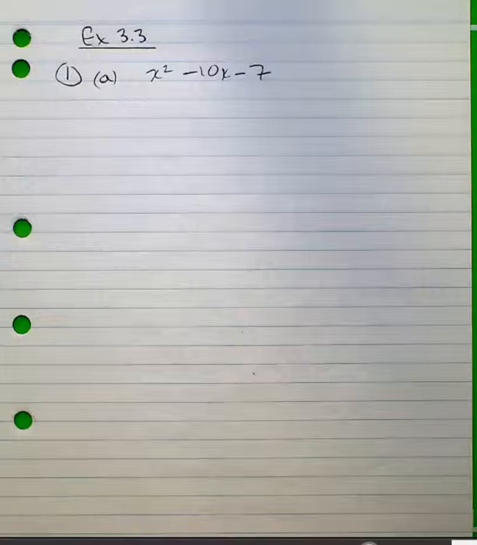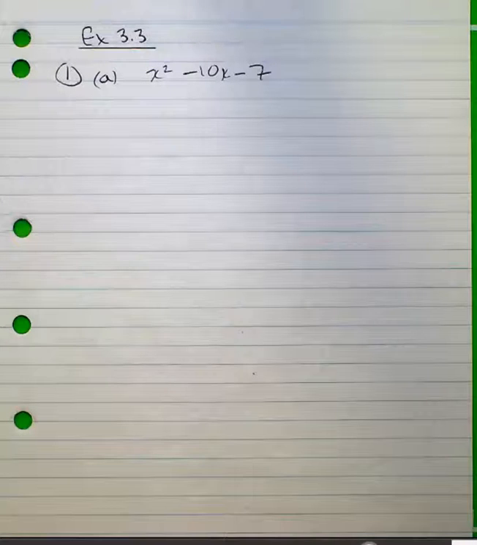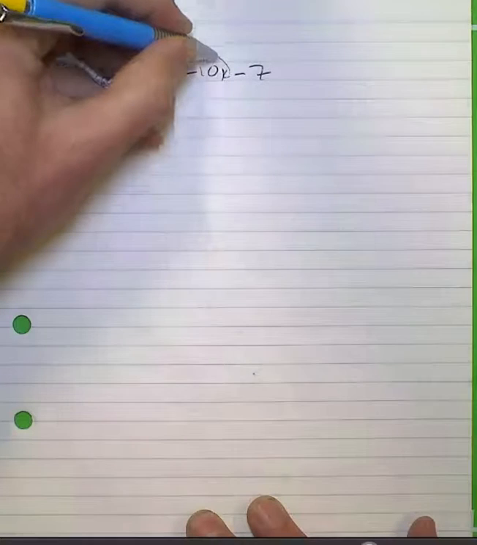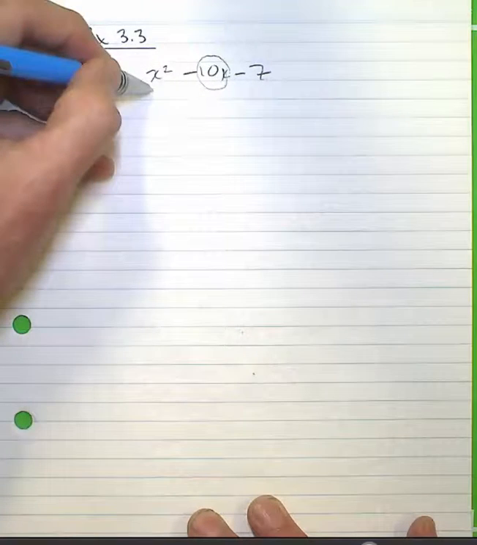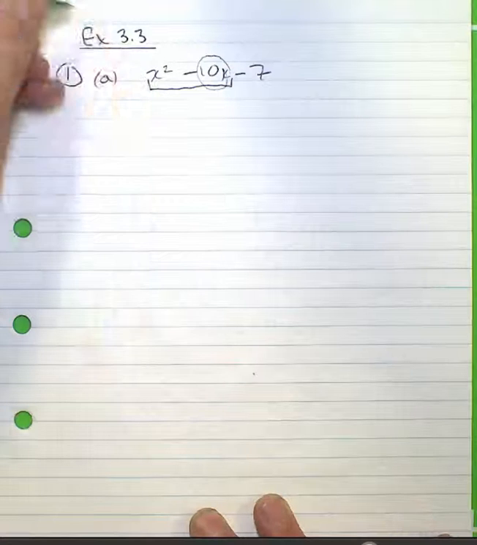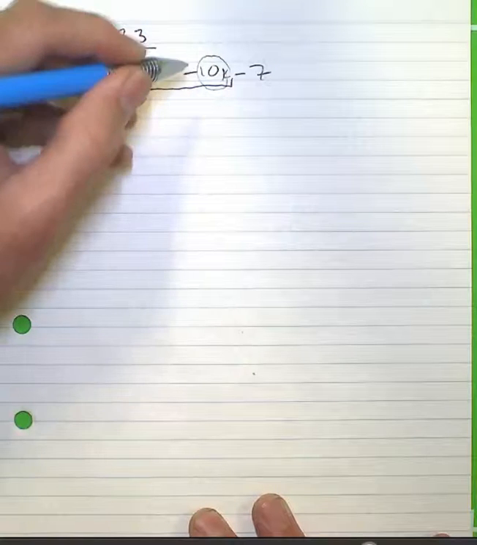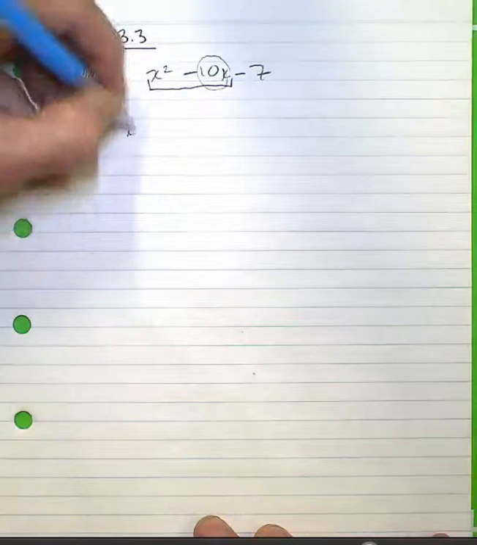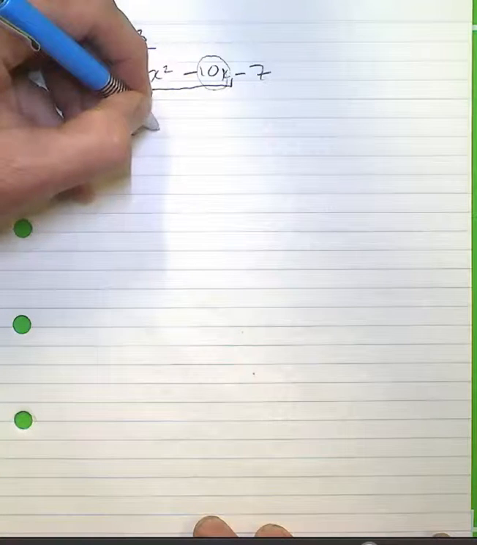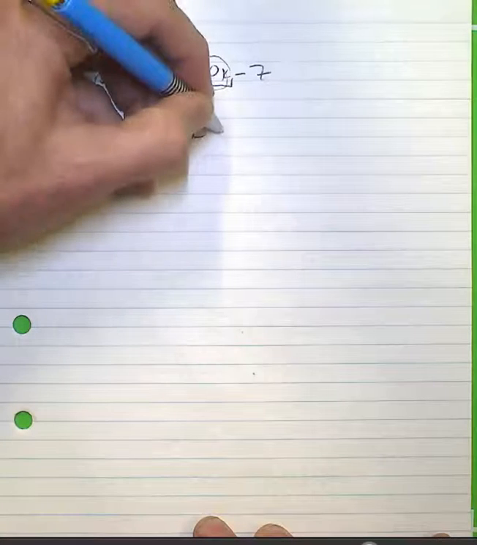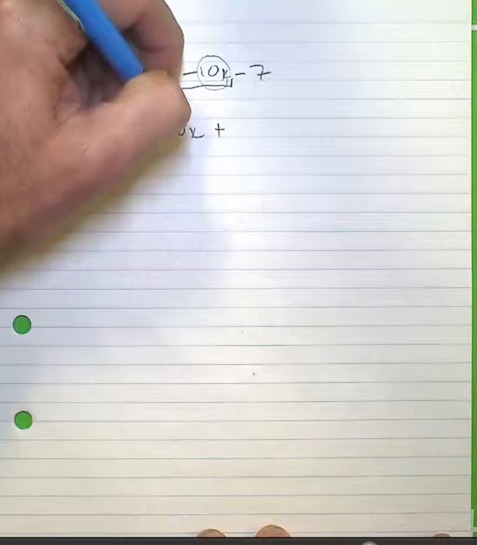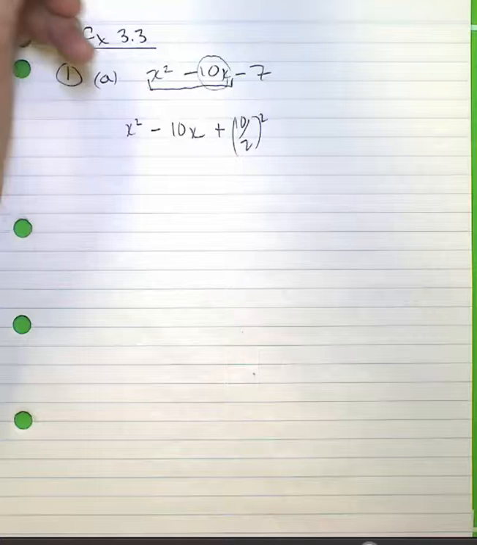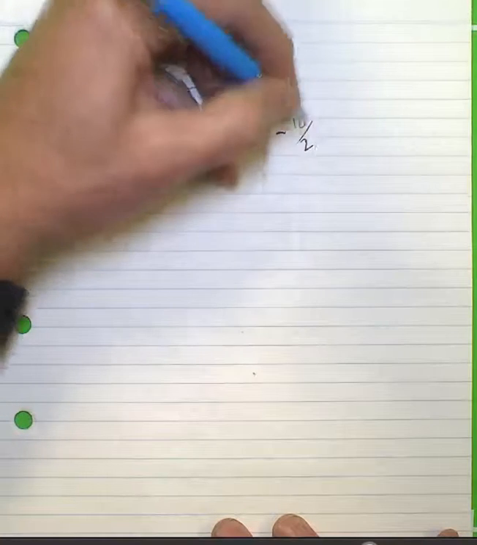In exercise 3.3, we're going to be quite often factorising by completing the square. That means we've got to make this term in x a perfect square, and to do that, we halve and square the coefficient of the x term. So it becomes x squared minus 10x, plus halving it and squaring it, 10 over 2 all squared. Now because I've added that in, I've got to take it away again.